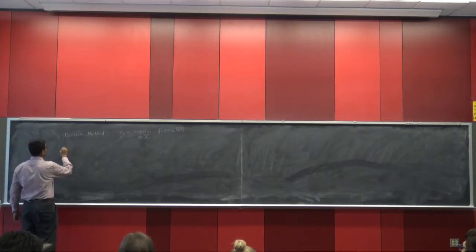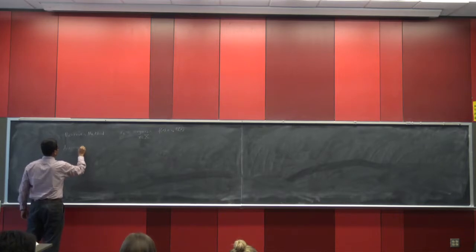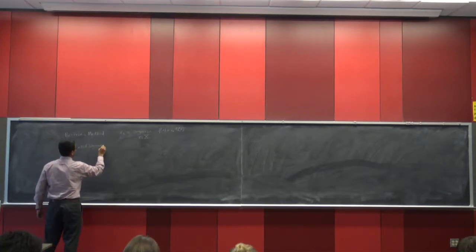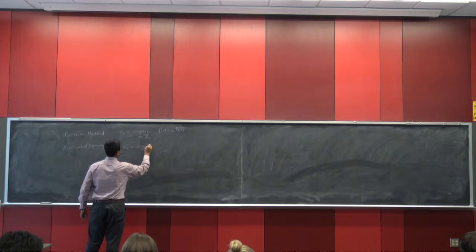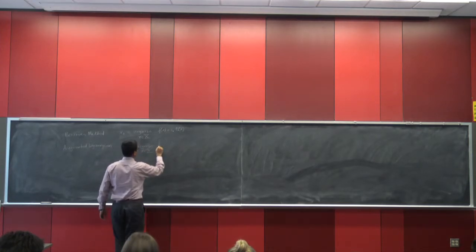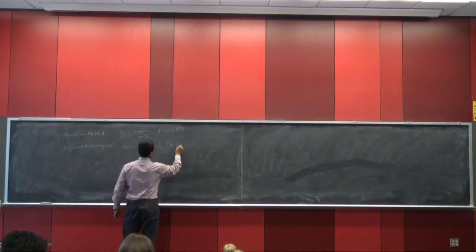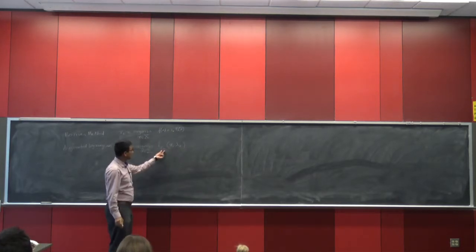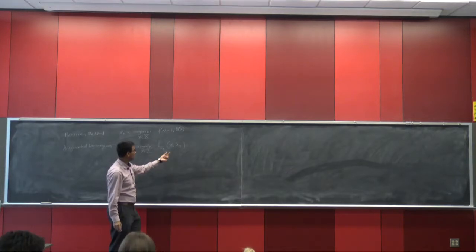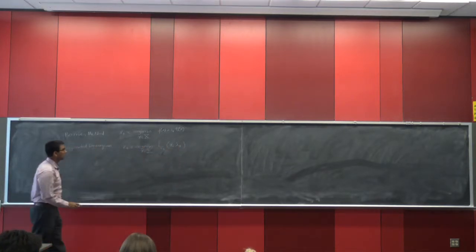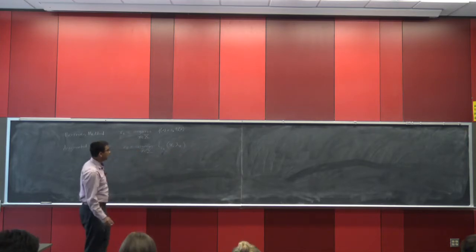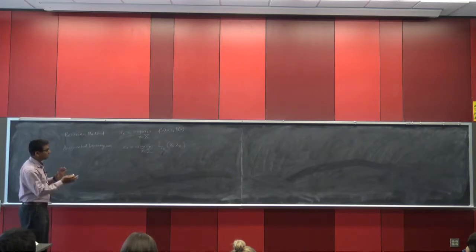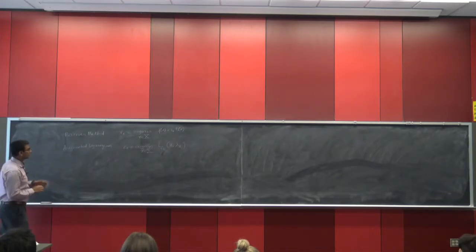Then we studied the augmented Lagrangian method, where xk was in the argmin of x in capital X, L, ck, x, lambda k, and you wanted ck to be large, so ck goes to infinity and lambda k converges to some value. You can also take lambda k as constant and just keep increasing the value of ck, or you can take lambda k close to lambda star and ck can be any sufficiently large positive number. So that was augmented Lagrangian.